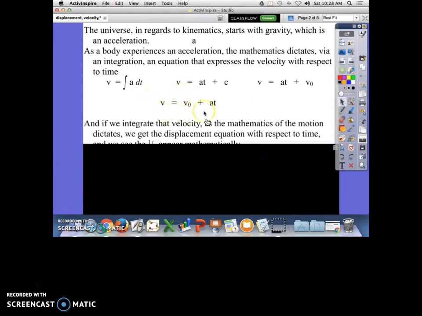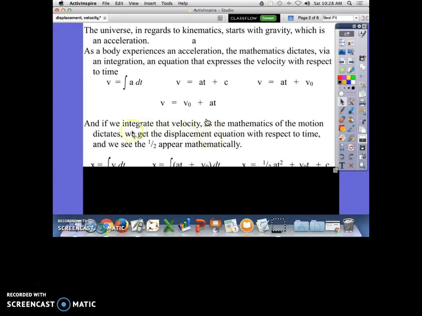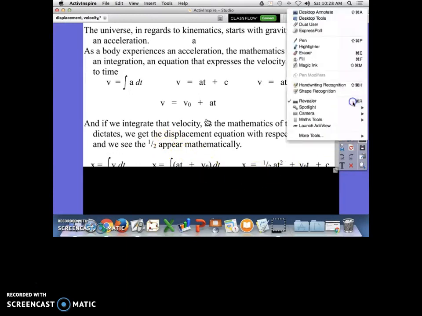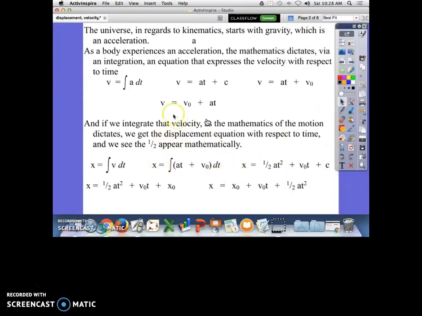Now, if we take this velocity that we resulted and we integrate that, the mathematics of the motion dictates that we will get the displacement equation with respect to time. And we will see this 1/2 appear mathematically, by the way. So if I want to find, okay, let's take it.